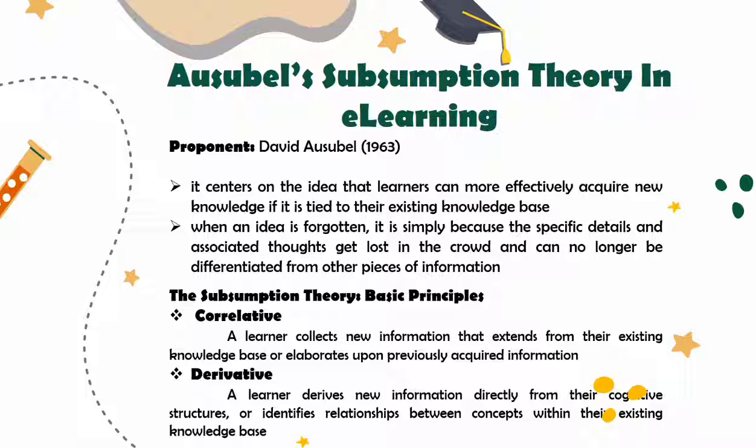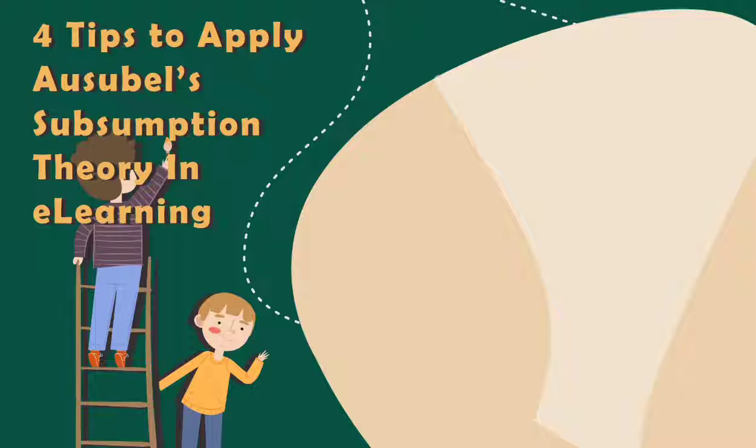So, while in correlative, a learner collects new information that extends from their existing knowledge base or elaborates upon previously acquired information, in derivative, a learner derives new information directly from their cognitive structures or identifies relationships between concepts within their existing knowledge base. So this can be achieved in a variety of ways, from shifting information around in the hierarchical structure to linking ideas together to create new meanings. So there are 4 tips to apply Ausubel's subsumption theory in e-learning.